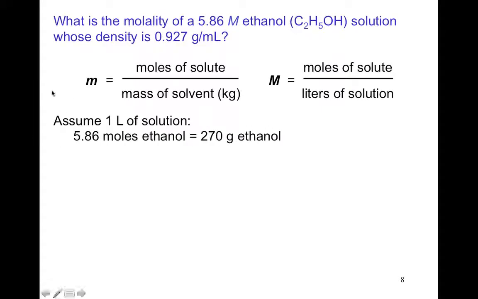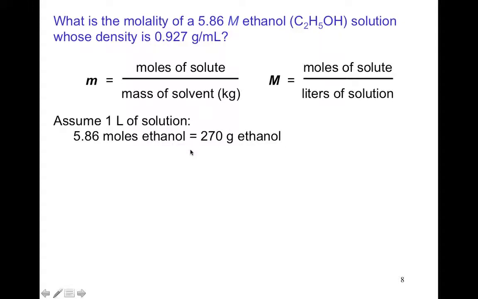So if we have a liter, then we have 5.86 moles, because molarity equals moles per liter. So if I have 1 liter and I'm 5.86 molar, then I have 5.86 moles of ethanol. So that's not too bad. We got 5.86 moles of ethanol. So that's going to give us 270 grams, because ethanol's C2H5OH, and if you add all those up, you'll get their grams per mole.